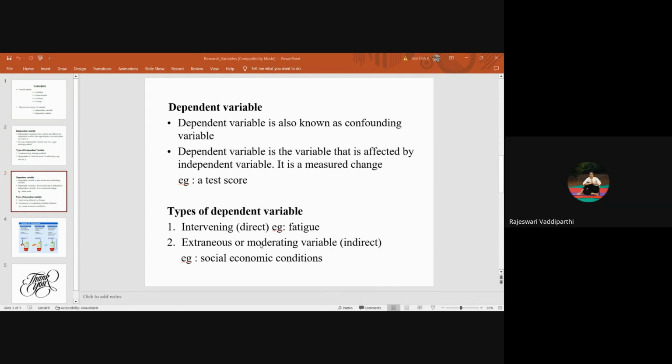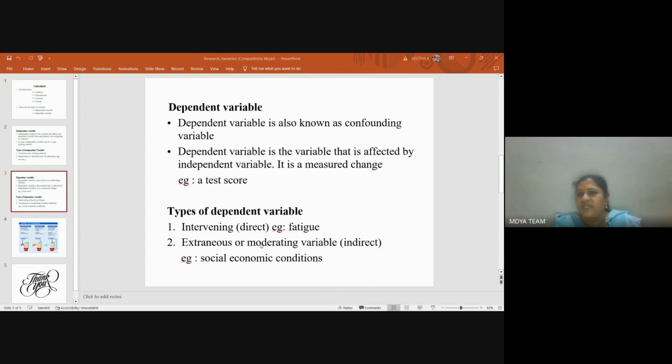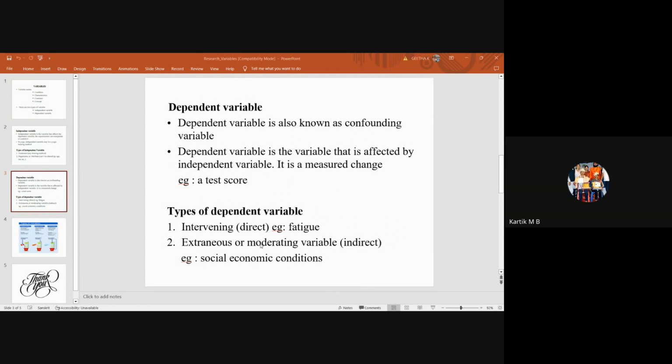How about sun and plants, ma'am? Yeah, that is a really good example. You can take sun and plants. Hope everybody is clear with independent variable. Karthik ji, are you okay with independent variable? Yes, madam. Fine.